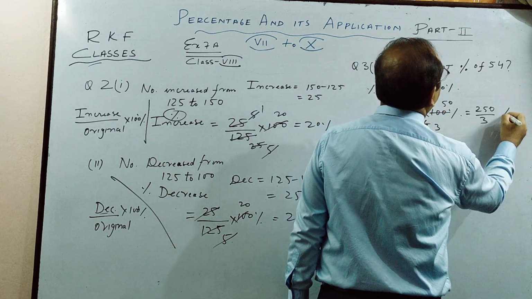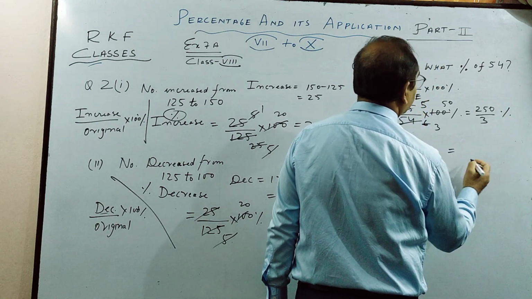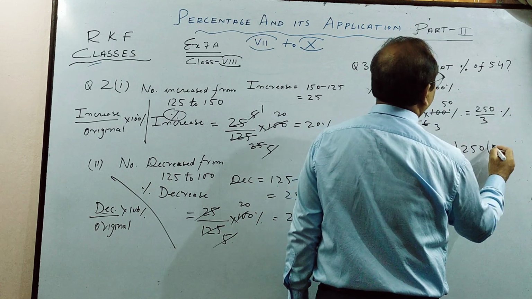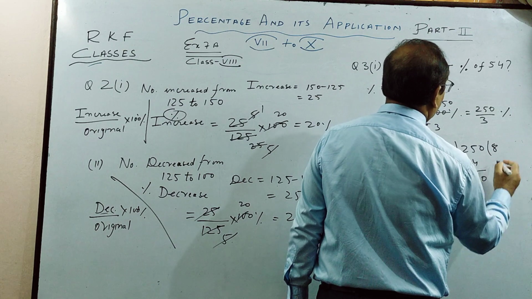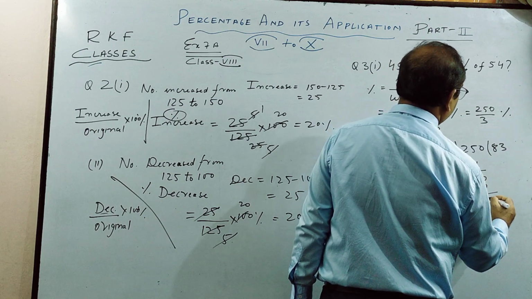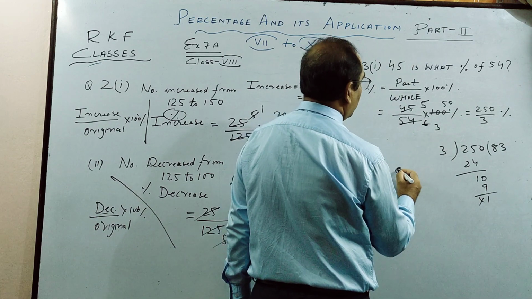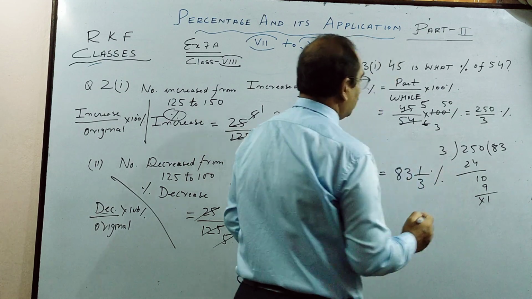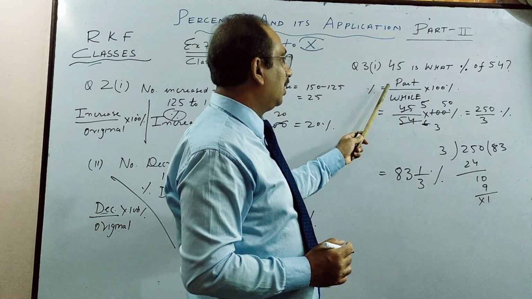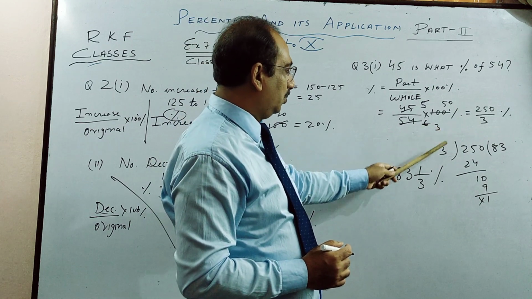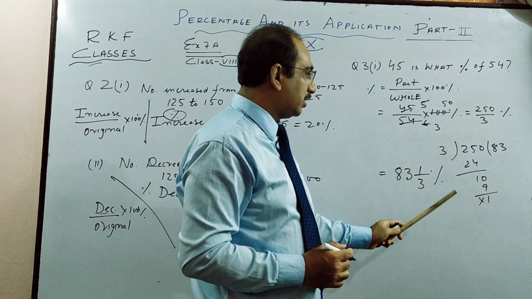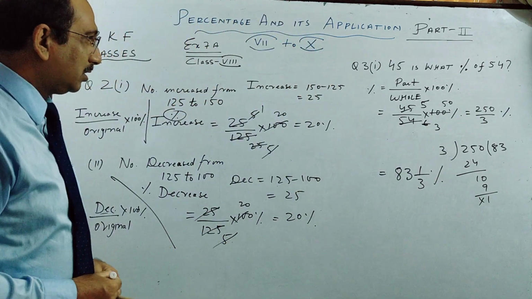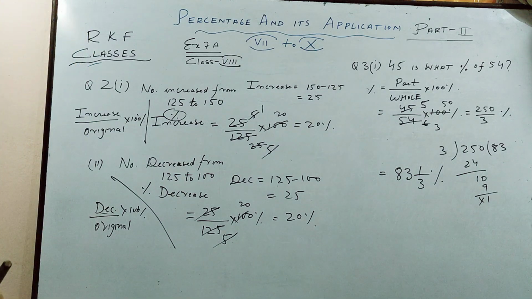If you convert 250, you divide by 3: 8 3s are 24, 1, 3 3s are 9. So this is nothing but 83 1/3%. Once more, 45 upon 54 into 100 you do. So 45 is 83 1/3% of 54. So kindly pause the video and copy.